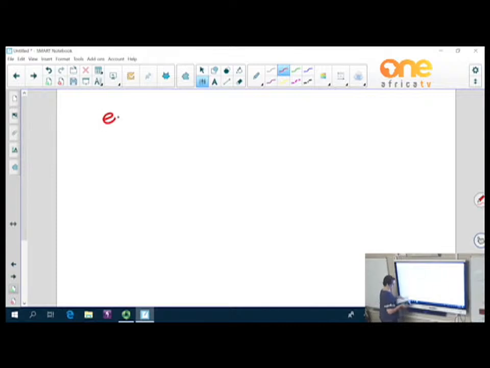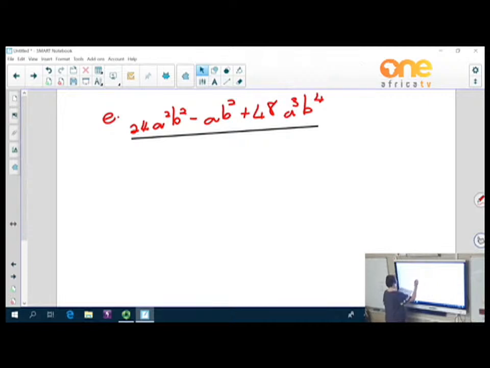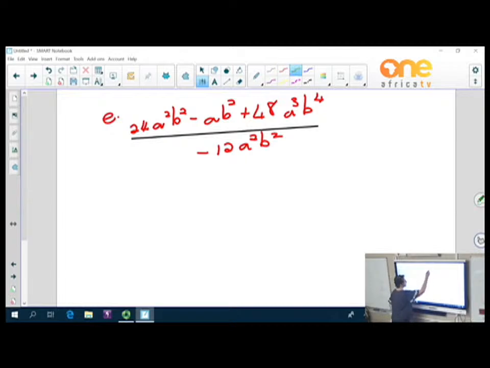Number e. 24a squared b squared minus ab squared plus 48a^3 b to the power of 4, and then we're going to divide with negative 12a squared b squared. Again, it means each one must be divided by that denominator, sign, number, letter.